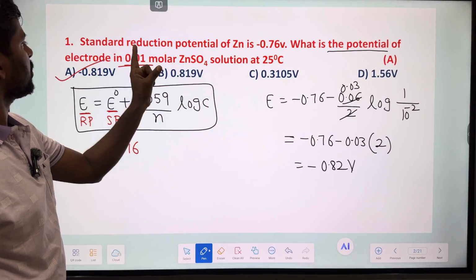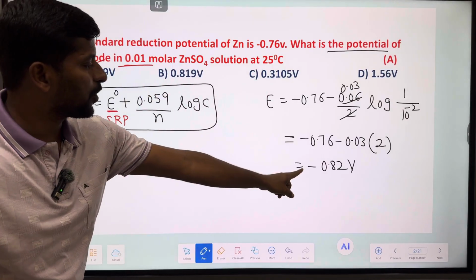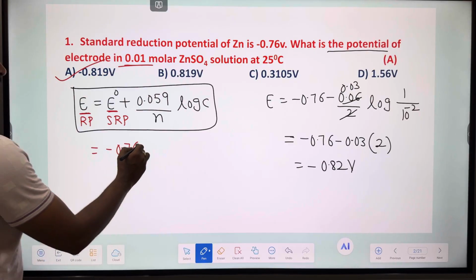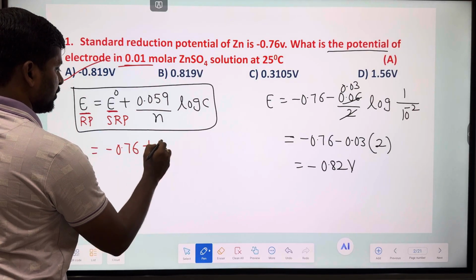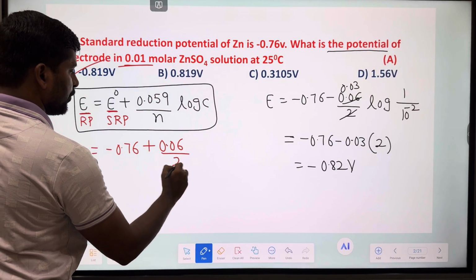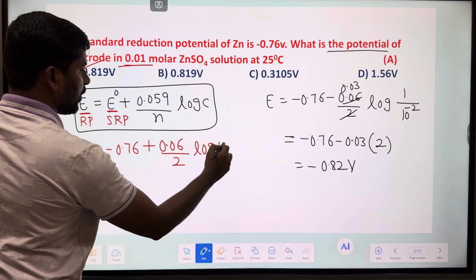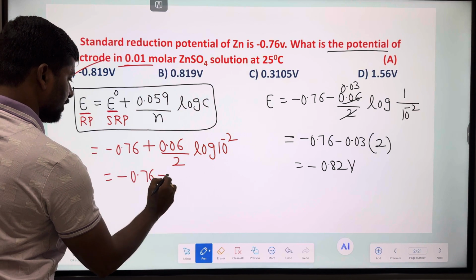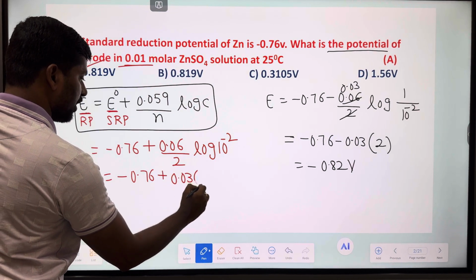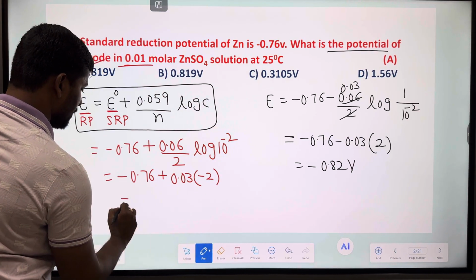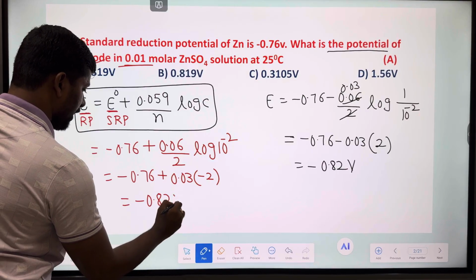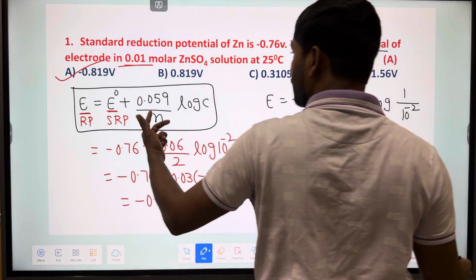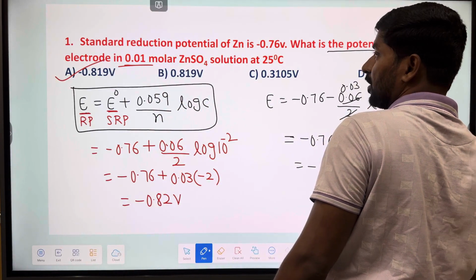So the oxidation potential of zinc at 0.01 M concentration is plus 0.82 volts. Now, plus 0.06 by 2 log 10 power minus 2 concentration. So minus 0.76 plus 0.03 into log 10 power n is n. So we will get minus 0.82 volts nearly. If you take 0.059 exactly, you may get 0.819.